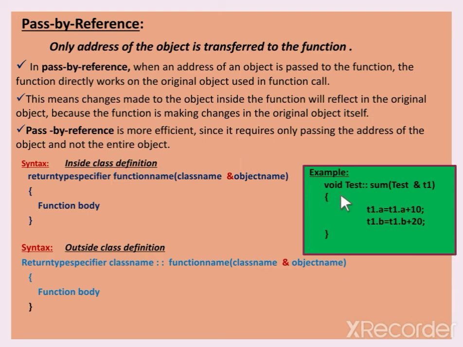See here an example: void tester, scope resolution operator, void is the return type specifier, sum is the function name, with argument test class name, ampersand T1, that is the address of operator, and T1 is the object name. So here the address of the object is transferred to the function sum. Then the body of the function contains some executable statements.